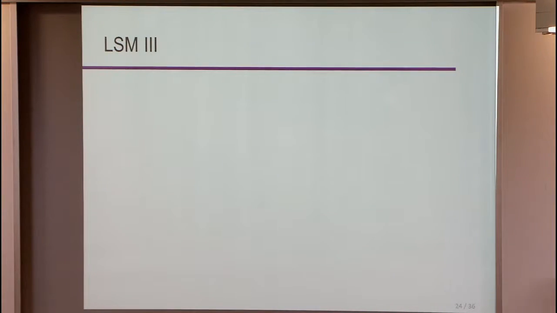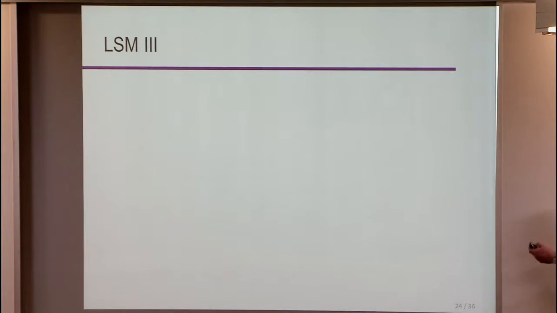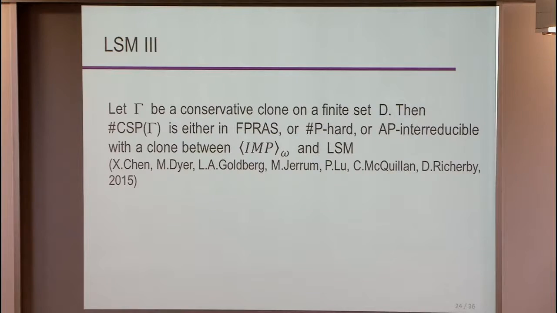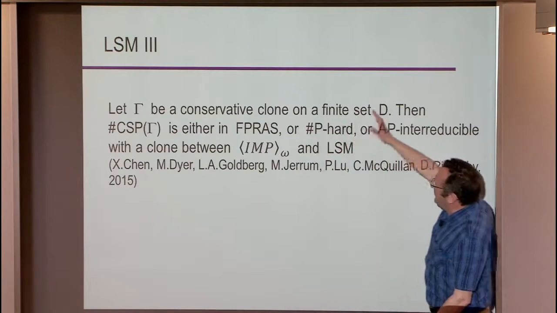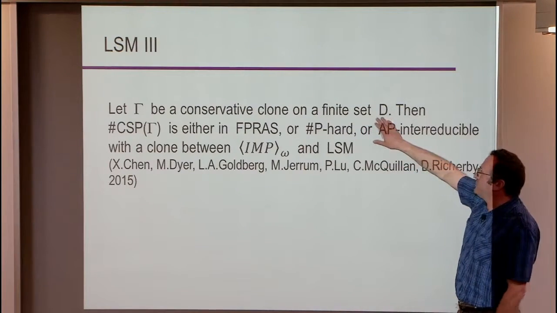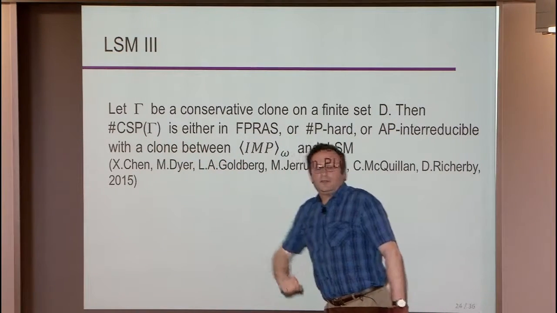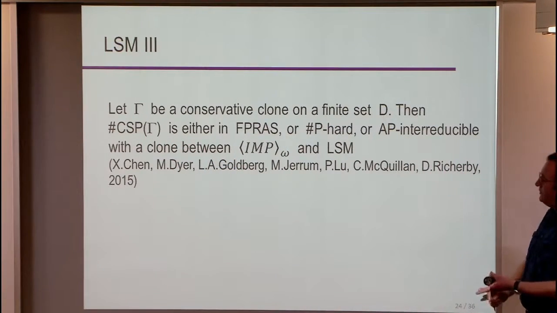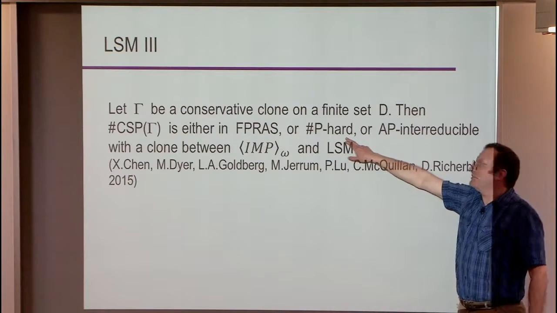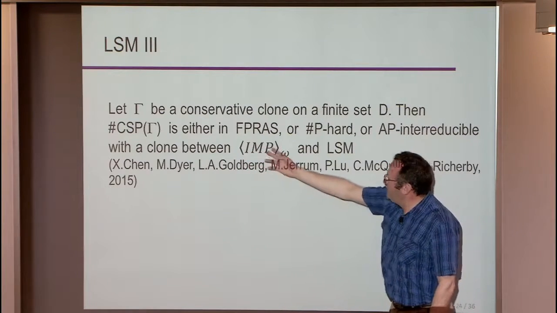Okay. What else? LSM functions help in more general cases. Say one of the most general classification results, obtained by probably 70% of this room, is this. If I take a conservative clone, in the same sense containing all the unary functions, on a finite set D, then any counting CSP is either FP-solvable, or number sat hard, or AP-interreducible with a clone between imp and LSM.